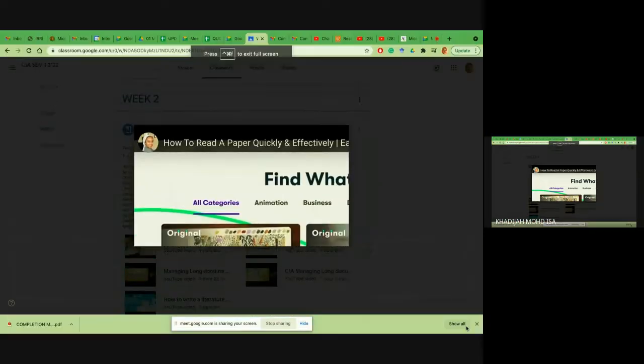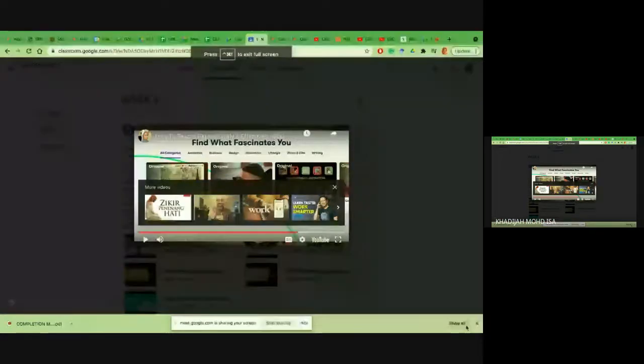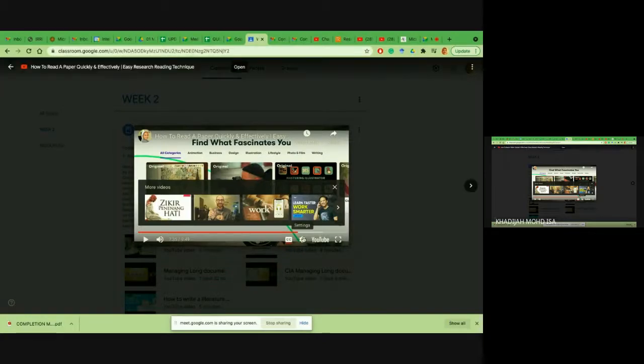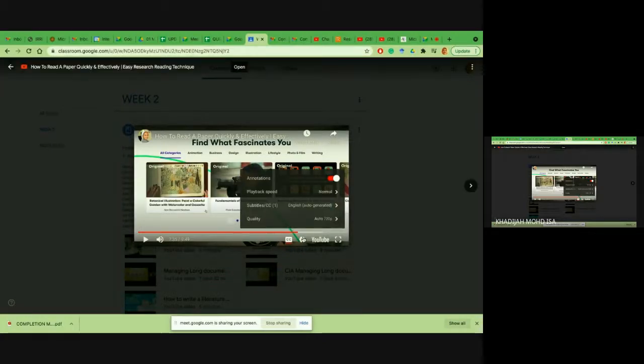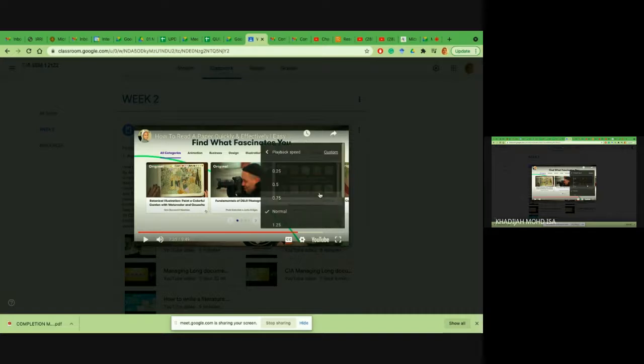All right. So if you look into YouTube, you can actually slow down. You know how to do that, right? You can go to the settings and the playback speed. If you think that it's too fast for you, you can slow it down to 0.75. But if it's too slow for you, you can actually speed it up, right? So that's how you can control YouTube so that it will benefit you.